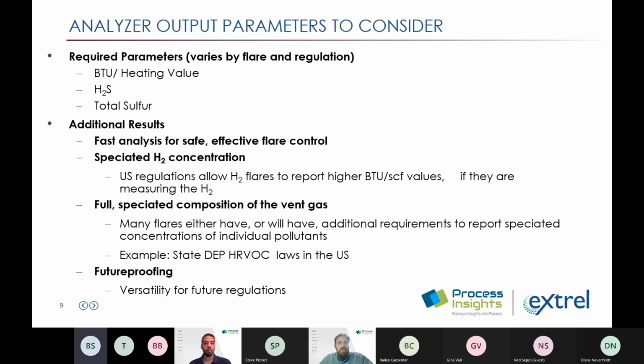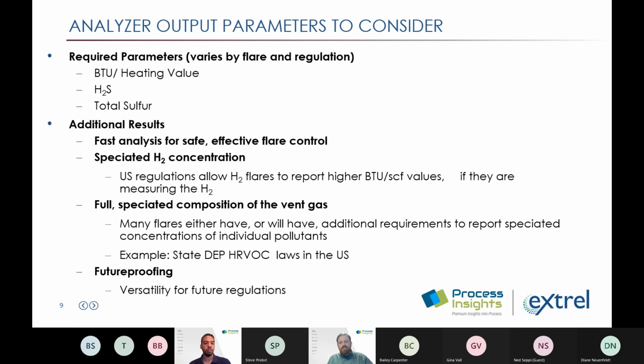Okay, so now when we add flare control to the list of what parameters are required by the EPA, we now have a more complete picture of the parameters that sites are considering when they're planning out their flare program and their analyzer strategy. So in addition to the regulated parameters like BTU and H2S and total sulfur, sites are looking at what speed of analyzer do I need? Do I want real-time control on this flare?